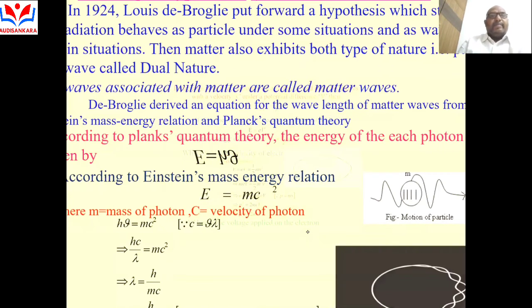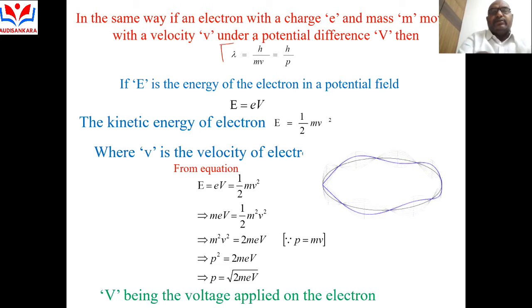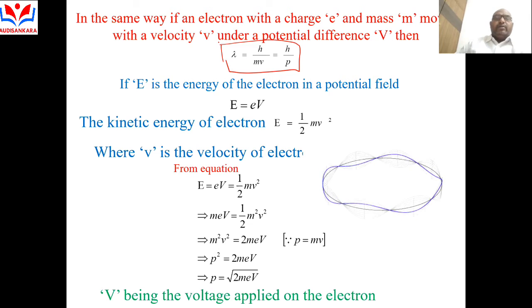In the same way, if an electron with charge e and mass m moves with velocity v under a potential difference V, then lambda is equal to h by mv, which is equal to h by p. So this is called de Broglie's hypothesis. Then we calculate the de Broglie wavelength associated with the electron.